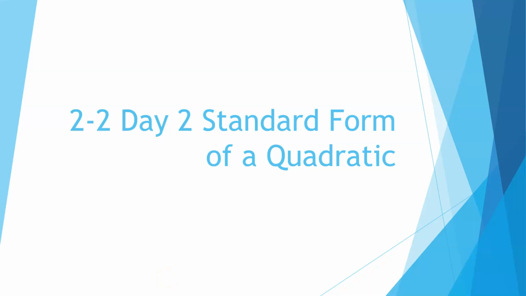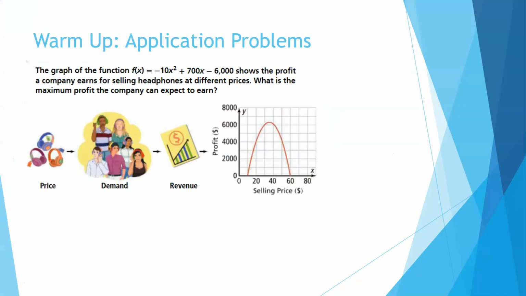Today in Algebra 2, we are going to look at the second day of section 2.2, where we're talking about standard form of a quadratic. As a warm-up today, we want to go back to yesterday and do an example of an application problem. Yesterday in the notes, we didn't do any real-world applications, but we're going to use this as a connection to what we did.